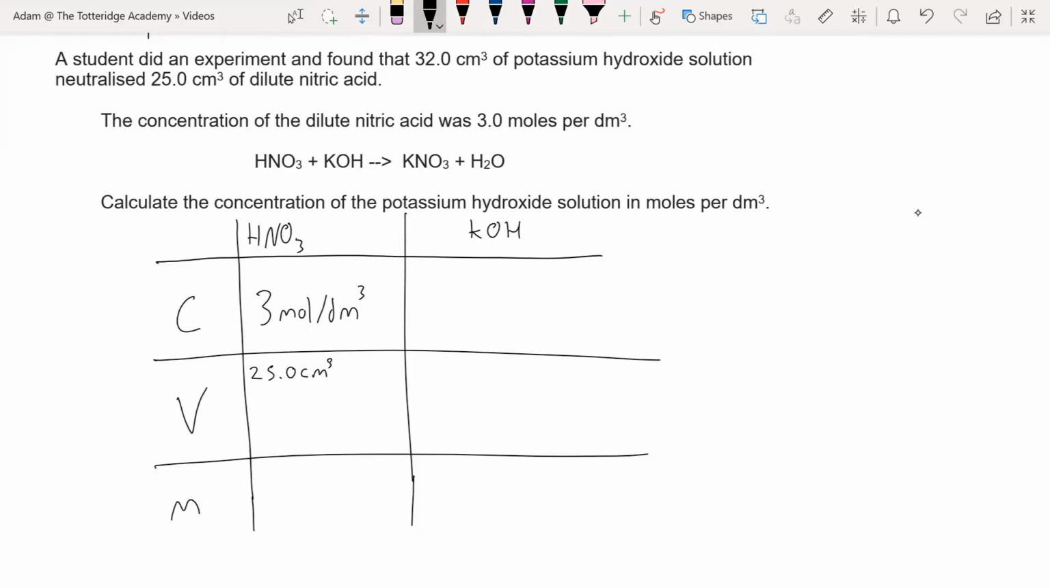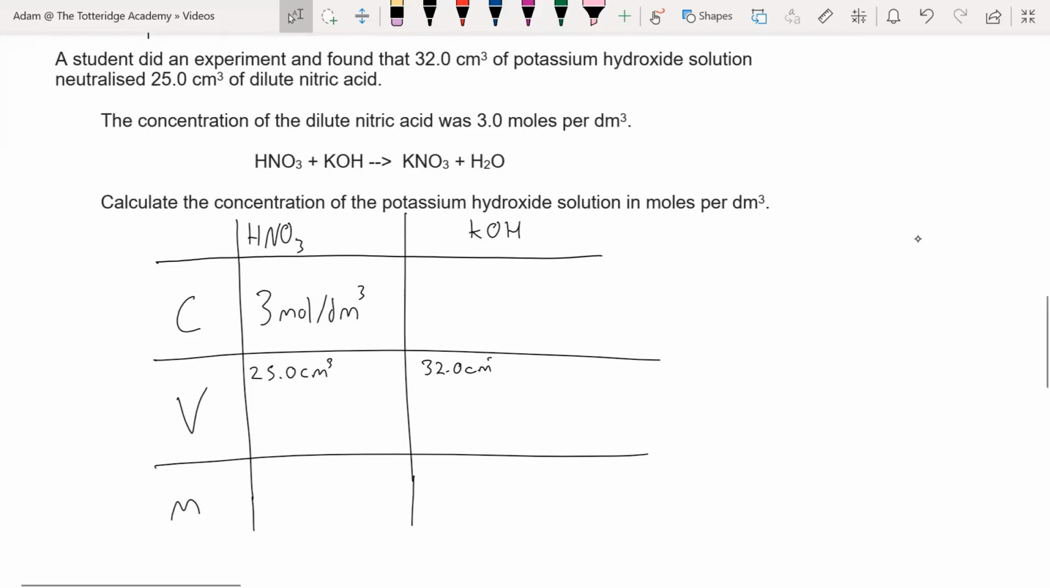Do I know how many moles I've got of nitric acid? Yes or no? The answer is no, not yet. And I don't know the number of moles of KOH either. Do I know the volume of KOH? Yes, I do. It says it up here: 32.0 cm³.